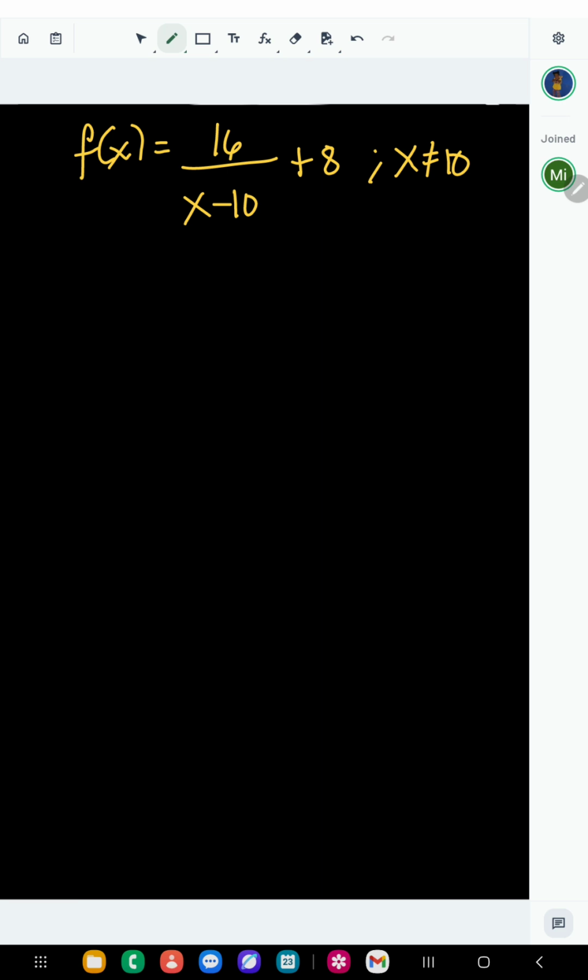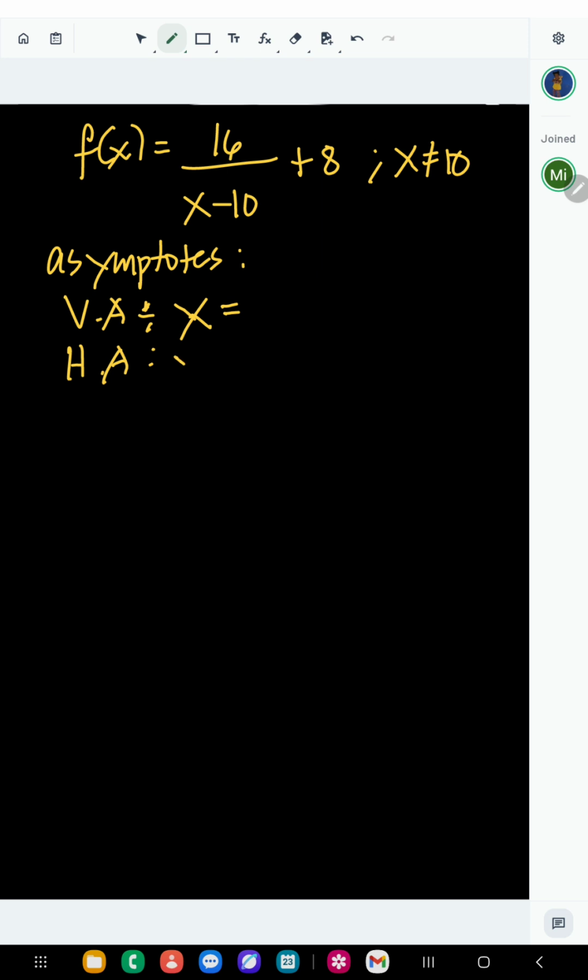Okay, consider the function f of x equals 16 over x minus 10 plus 8, where x is not equal to 10. Now write down the equation of the asymptotes. So vertical asymptote, that is y, right? The value of y. And then horizontal asymptote. No, vertical asymptote, the value of x. Horizontal asymptote is the value of y.